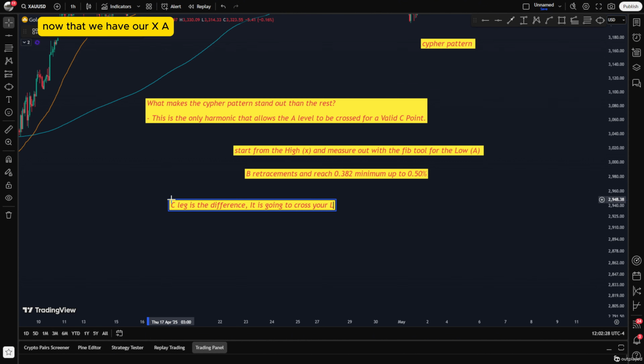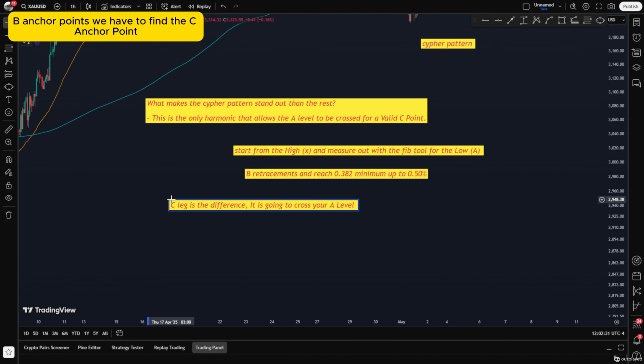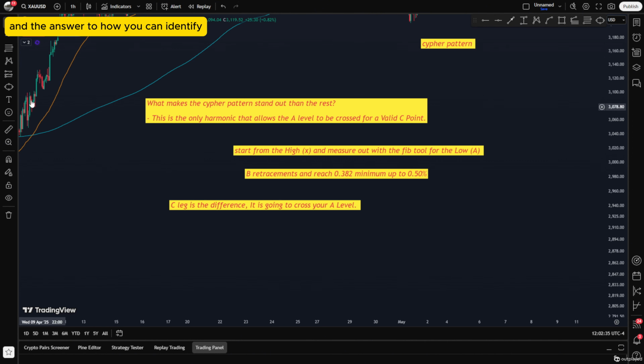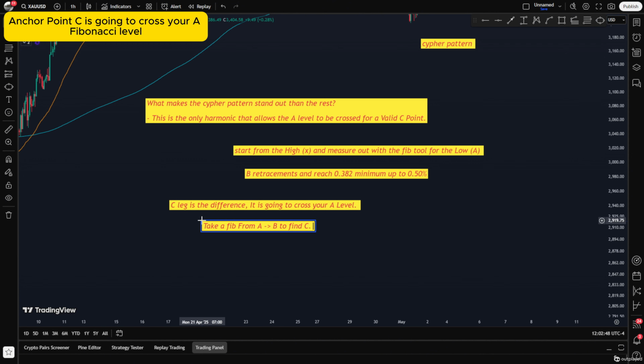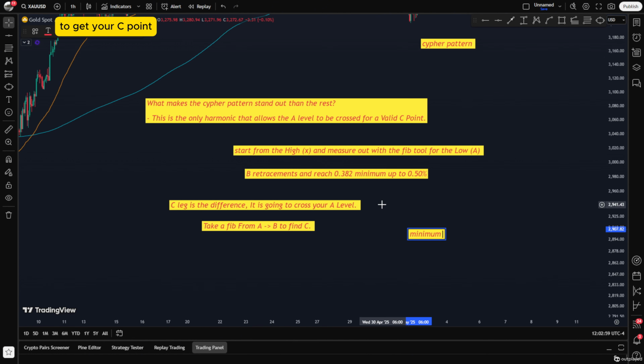Now that we have our X, A, B anchor points, we have to find the C anchor point. And the answer to how you can identify which pattern you're looking at is that the pattern gets revealed in time. It will require patience to trade this way. Anchor point C is going to cross your A Fibonacci level. So you have to take a fib from anchor point A to B to get your C point.